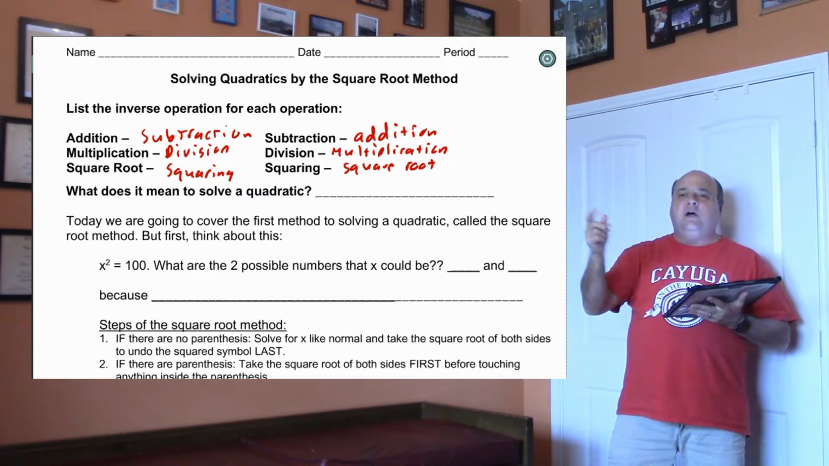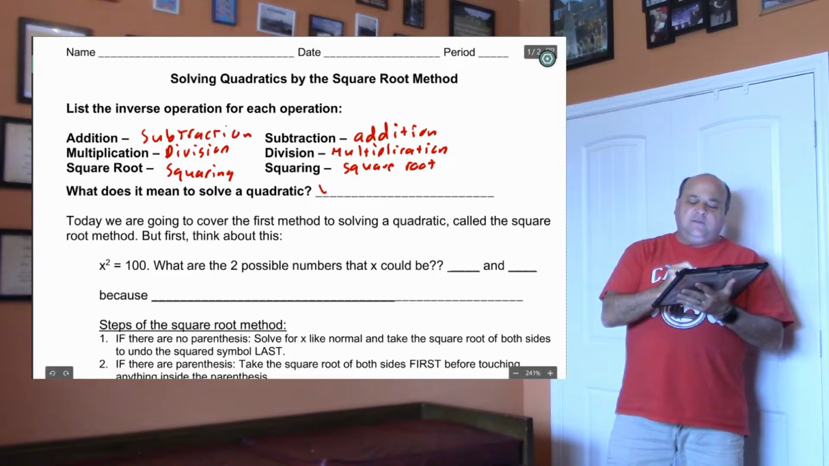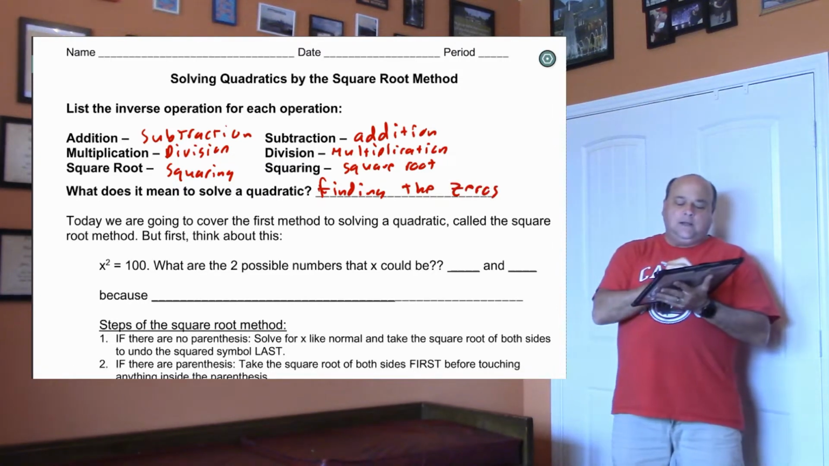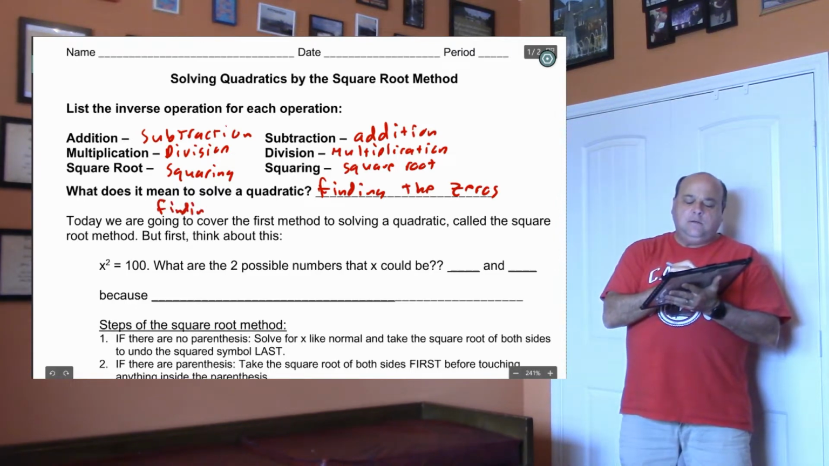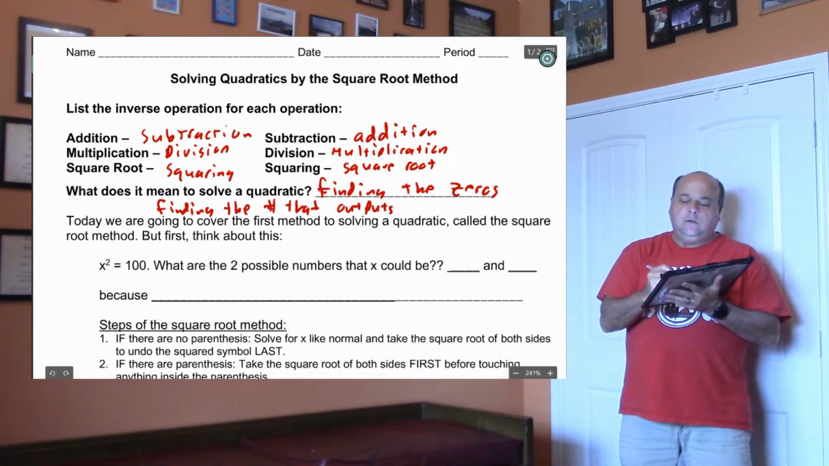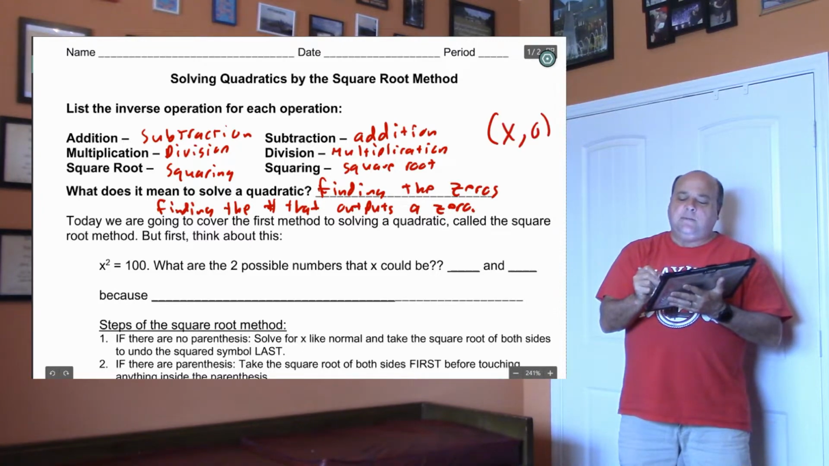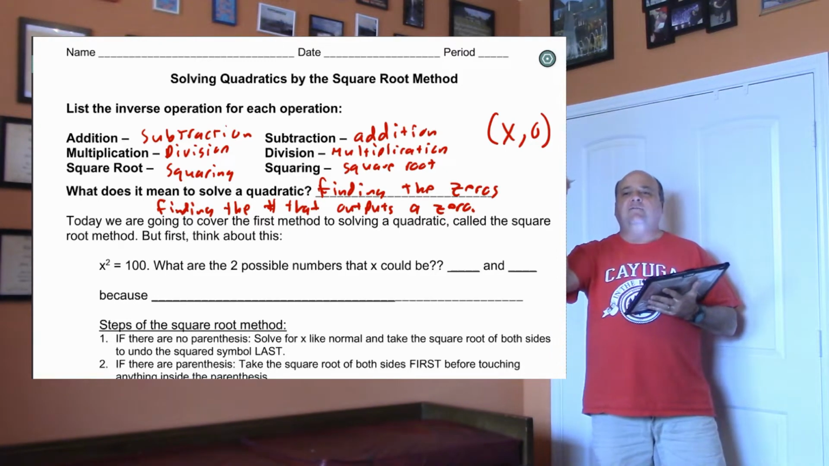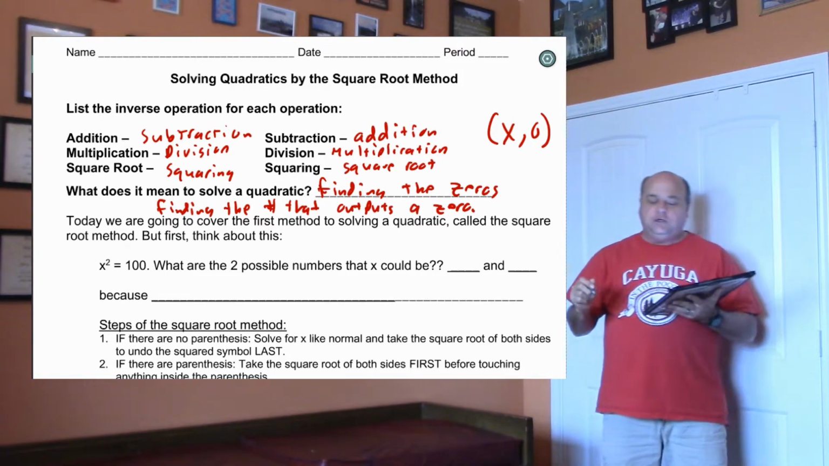So what does it mean to solve a quadratic? You are finding the zeros. You're finding the number that outputs a zero. Write that down. And remember, it's going to be (x, 0), right? And most quadratics have two zeros, especially the ones you deal with in Algebra 1.